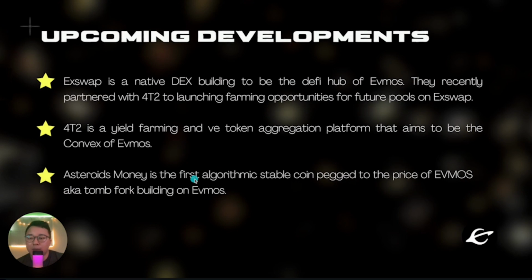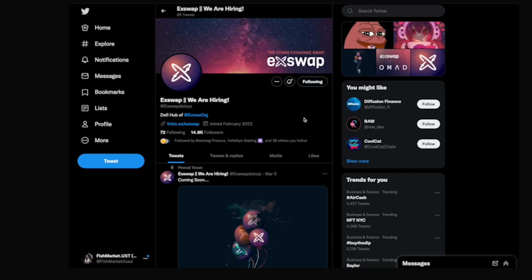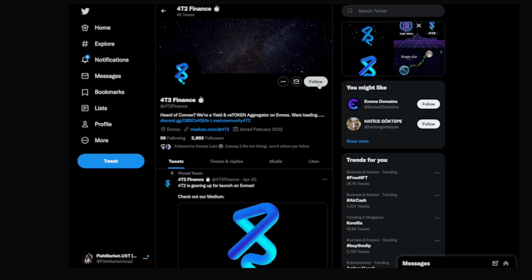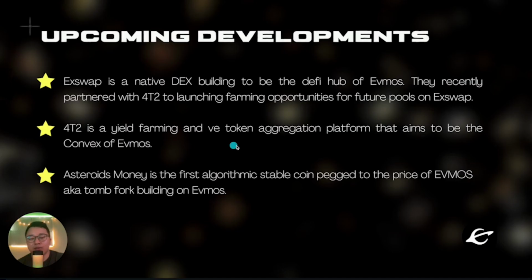So in terms of the upcoming developments, the XSwap is a native DEX built to be the DeFi hub of EVMOS, and they partnered with 42 to launch farming opportunities for future pools on XSwap. And 42 is kind of like the Convex of EVMOS, where they will have yield farming and ve token aggregation, etc. So although there isn't any Curve on EVMOS, people are already planning ahead to have the Convex of EVMOS, which shows you that people believe that there will be a lot of potential in the EVMOS platform, and they are already planning way in advance.